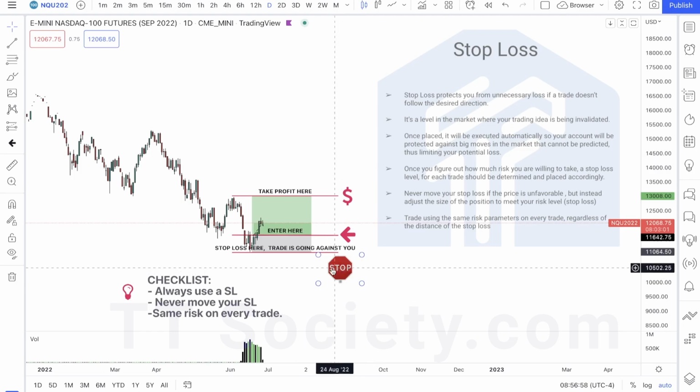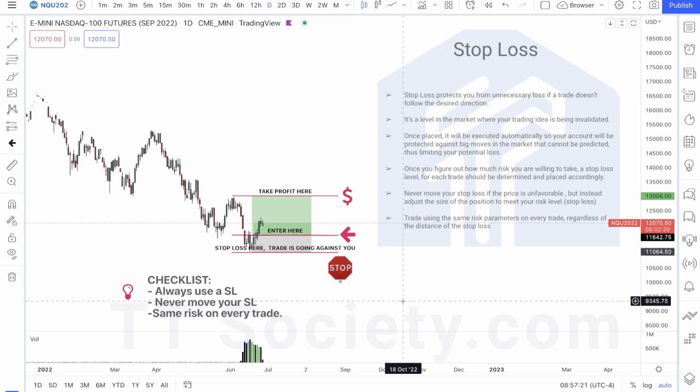This is a hard stop loss. If this trade is going against you, you will automatically be stopped here, taken out of the market, and be safe. So a stop loss is nothing bad. It's protecting you. It stands between you being successful and profitable or not in the long run.